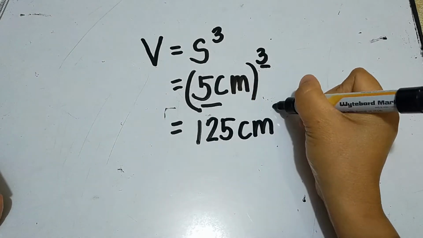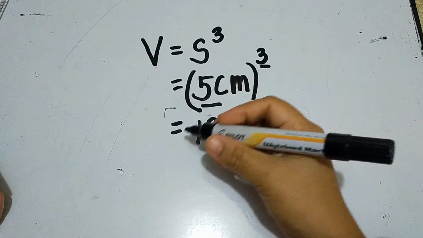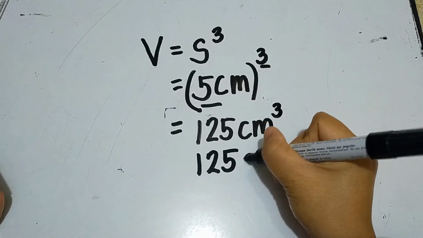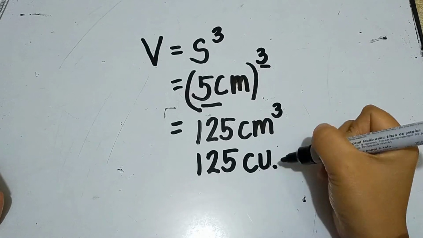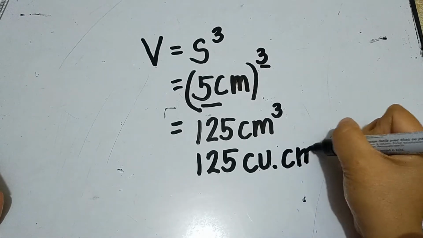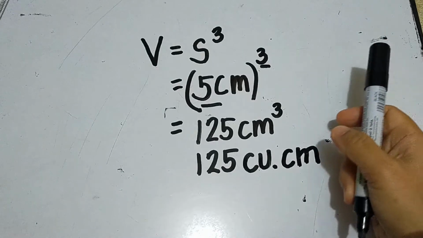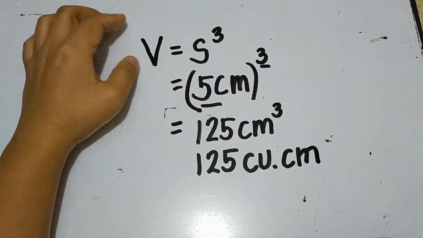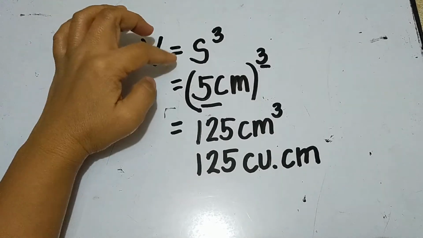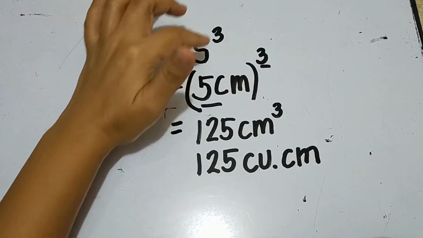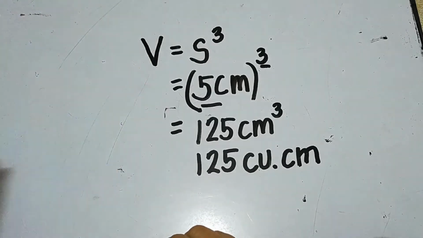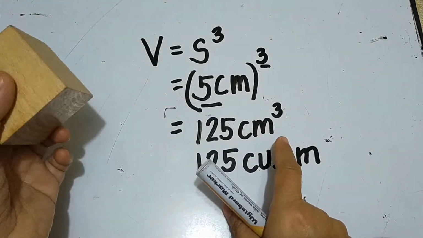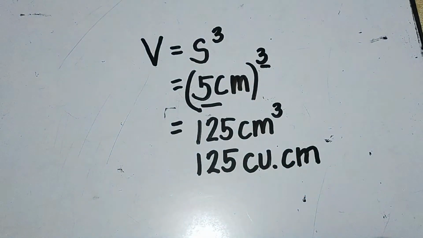cubic centimeters. Or, pwede mo rin siyang isulat as 125 cubic centimeters. Okay, so that means, ang formula sa pagkuha ng volume ay V equals S cubed. And then, yung sagot natin dito, yung volume ng cube na to ay 125 cubic centimeters.